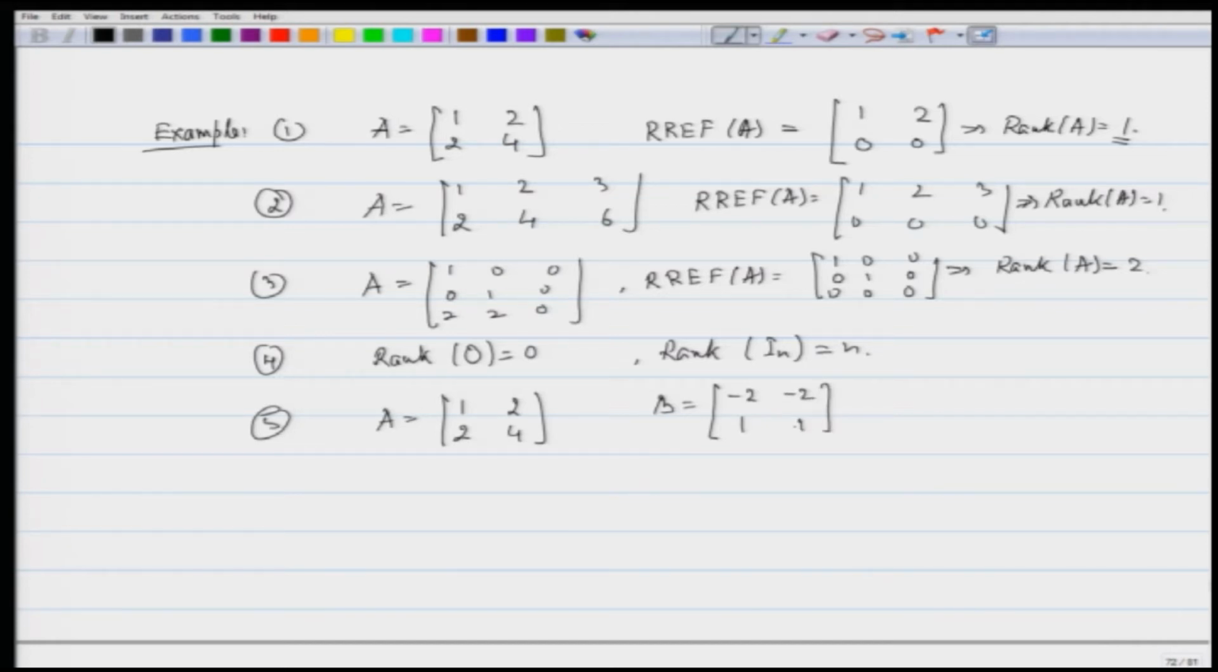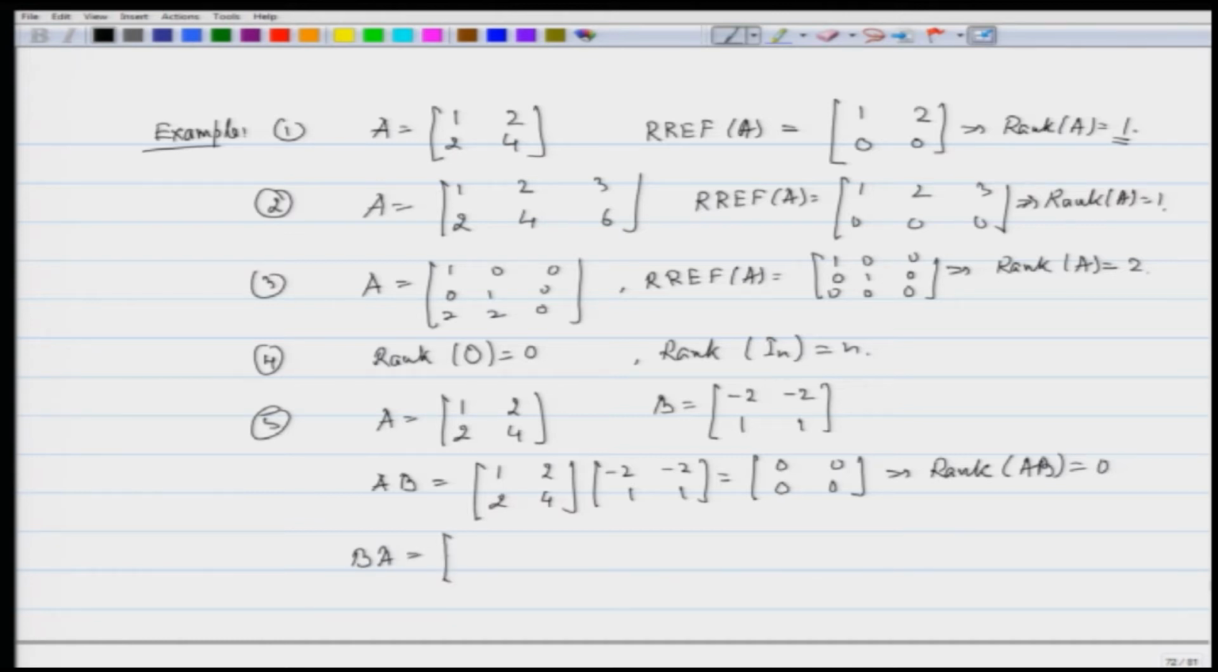Suppose I take this, let us multiply, what is A times B. So, A times B is [1, 2; 2, 4] times [-2, -2; 1, 1]. So, this turns out to be this into this: 1 times minus 2 and 2 times this will give you 0, 0. Similarly, this into this will give you 2 times this is minus 4, plus 4, so 0, 0. This implies rank of AB is 0. What about BA?